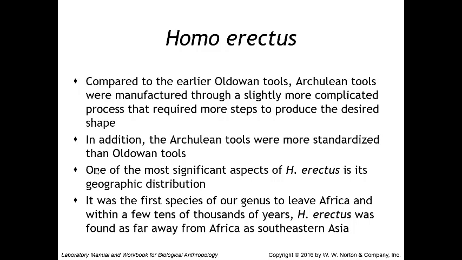One of the most significant aspects of Homo erectus is its geographic distribution. Homo erectus was the first species of our genus to leave Africa. And then within a few tens of thousands of years, Homo erectus was found as far away from Africa as southern Asia. So this is a very important thing to note about Homo erectus, the fact that it was the first of our ancestors to leave Africa. Homo erectus itself means upright man, which gives you a hint into the importance of bipedalism here.